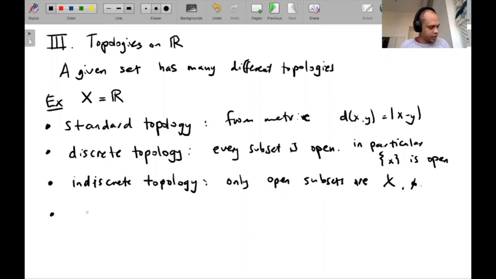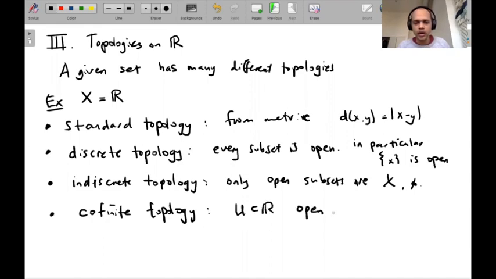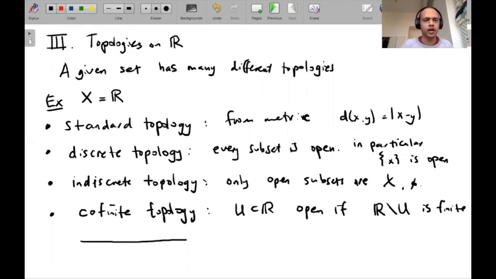Let me tell you about one more topology, which is the cofinite topology, which is a bit more interesting. So here we say that U in R is open if the complement is finite. Okay, so an open subset looks something like this. There's some finite set of values that are omitted, not in U, and then U is the rest.